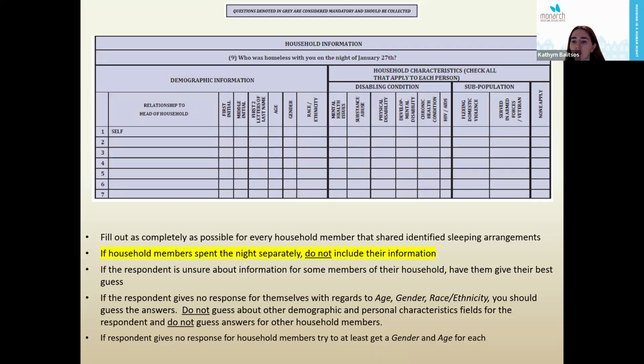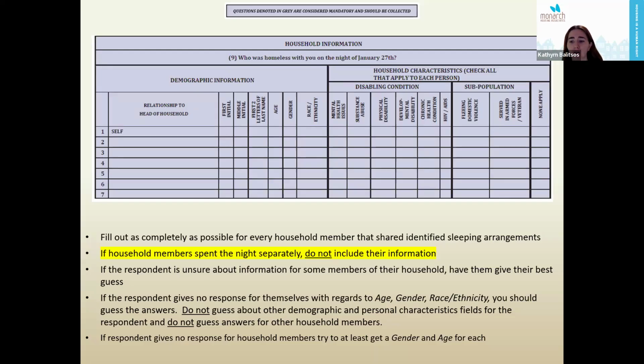If a household member spent the night separately, do not include their information. For example, you're speaking with John. John has 2 kids, but the 2 kids were sleeping at grandma's house on the night of January 27th. You're not going to be counting the kids in for the survey purposes. So you would just have John fill out the survey. You wouldn't have anything for the 2 kids.